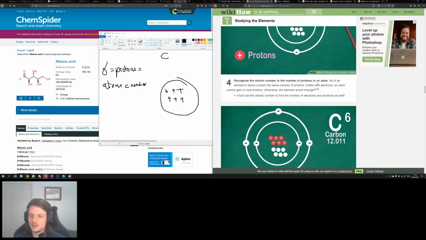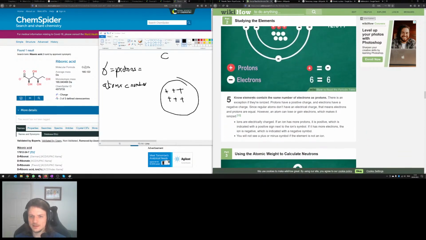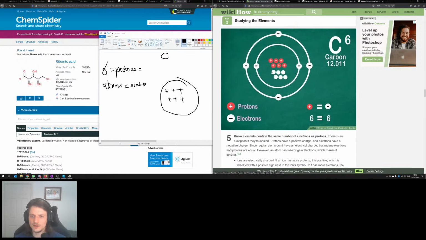Okay, cool. All of an element's atoms contain the same number of protons. Unlike with electrons, an atom cannot gain or lose protons. Otherwise, the element would change. You will use the atomic number to find the number of electrons and neutrons as well. So, if there are 6 protons, then there must be 6 electrons. Okay, cool. This makes sense.